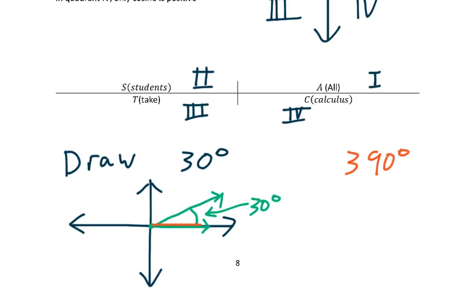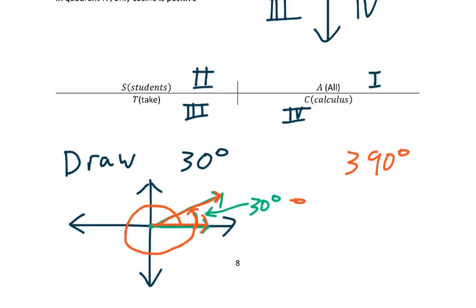Again, same initial side, so the initial sides overlap. If I draw this, we have all the way around, that's 360 degrees. We have 30 degrees remaining, so we go up 30 degrees. And now you can see that the terminal side overlaps with the 30 degrees. In other words, 30 degrees and 390 degrees, the initial sides overlap, and the terminal sides are the same as well.